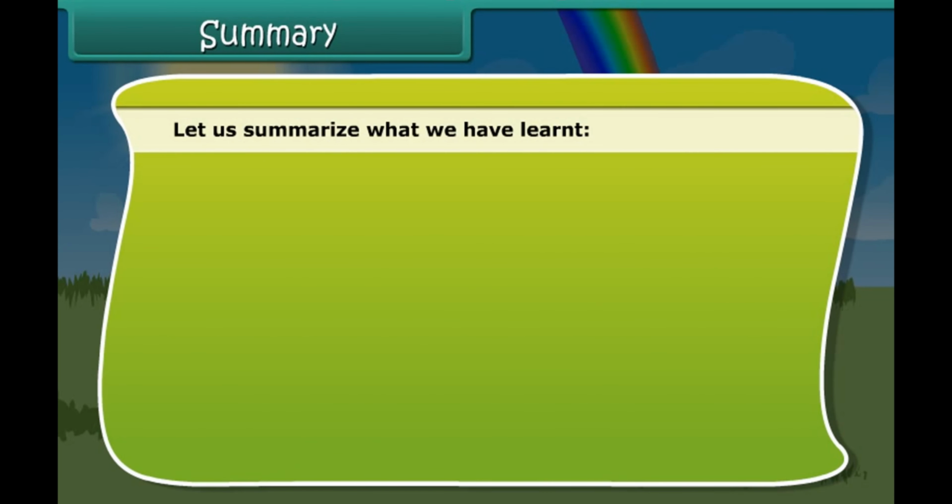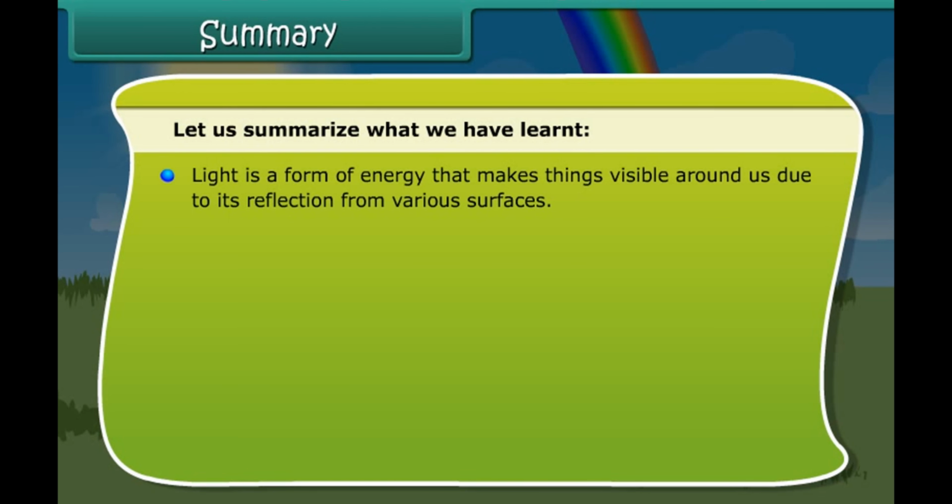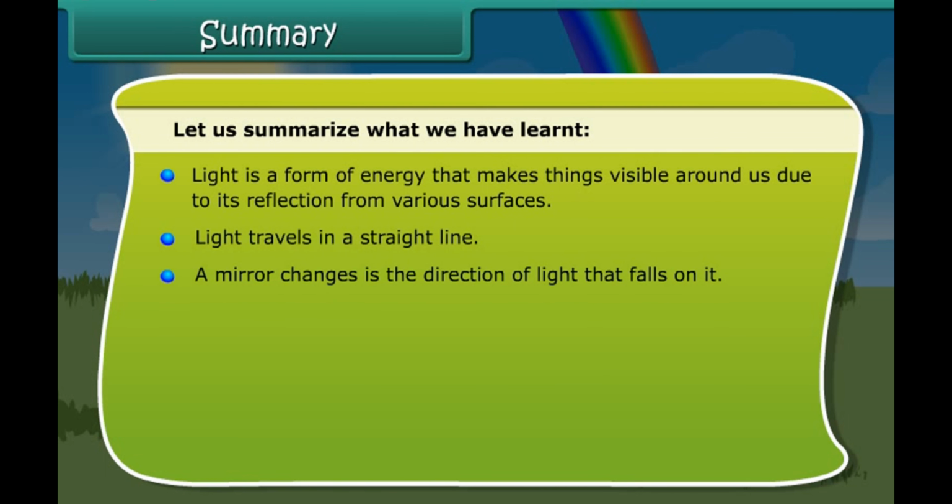Let us summarize what we have learned. Light is a form of energy that makes things visible around us due to its reflection from various surfaces. Light travels in a straight line. A mirror changes the direction of light that falls on it. There are 2 laws of reflection.